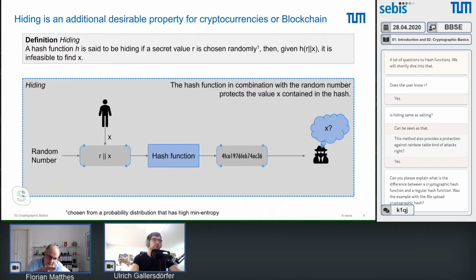So, okay, well, then it's called hiding, sorry. Yeah, it's hiding. Exactly. So this X can be of an arbitrarily small range, in terms of 0 or 1, like a Boolean value. But if you have a sufficiently large random number, which is unknown, then no one is able to compute it without knowing that. Yeah. Okay.